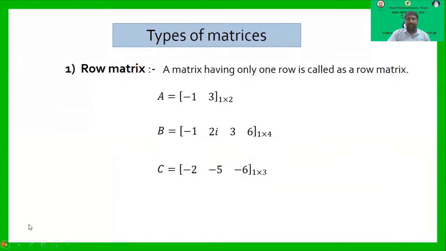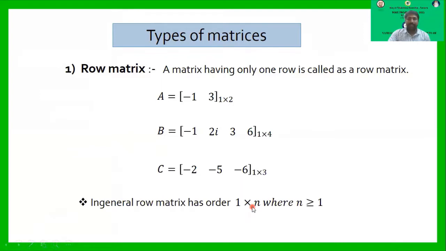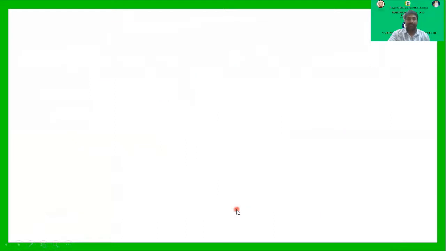Here we can see the first number of the order is always 1 for a row matrix. So in general, a row matrix has order 1 by n. In a row matrix there is only one row, so the order will always be 1 by n, because there is 1 row and some number of columns. Second type, column matrix.